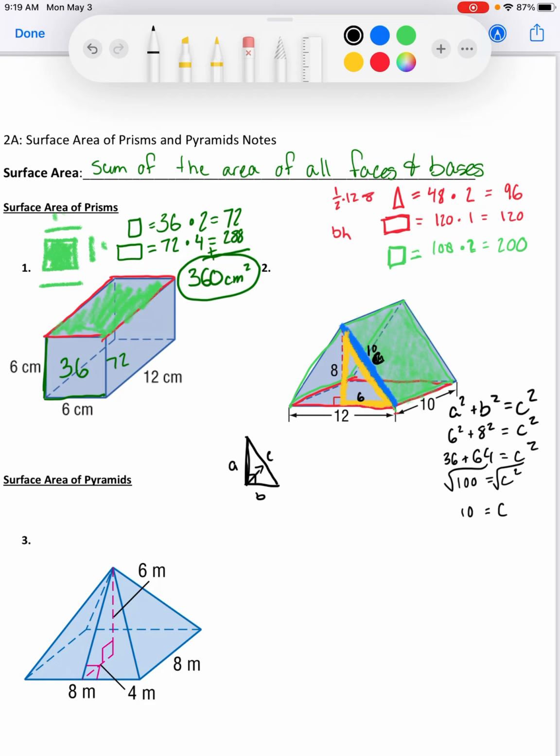Now, our final step for the surface area is we need to add up all of our sides, our two triangles, our one rectangular base, and our two squares. So 96 plus 120 plus 200 would be 416, I believe.